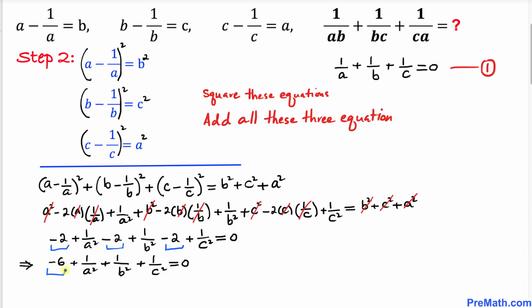Now in this next step, these three negative 2s, if we combine them, we get negative 6. Let's move this negative 6 to the right hand side. Therefore, we are going to get 1 over A square plus 1 over B square plus 1 over C square. When we move this negative 6 to the other side, it becomes positive 6, equals 6. Now let me call this our equation 2.